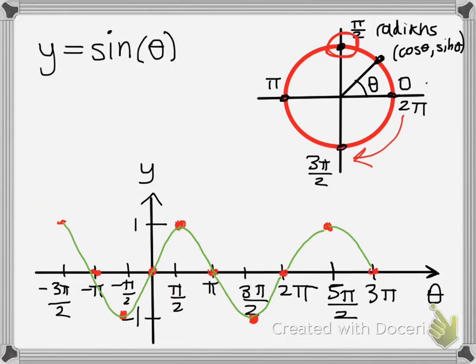So the graph of y equals sine of theta looks like a wave because the sine of theta repeats itself every 2 pi units. So we say that the sine graph has a period of 2 pi. What that means is that sine of theta equals sine of theta plus 2 pi.